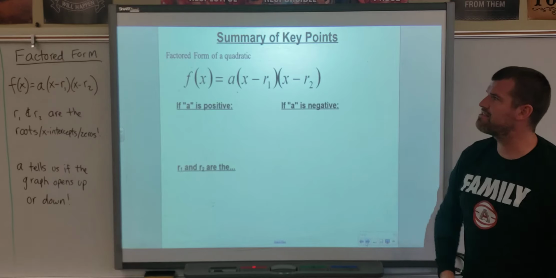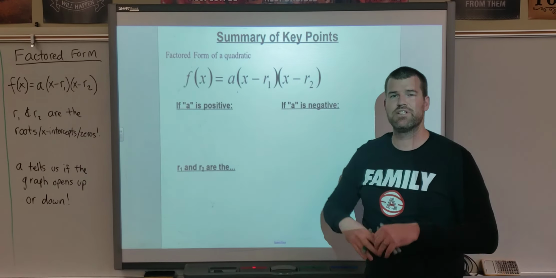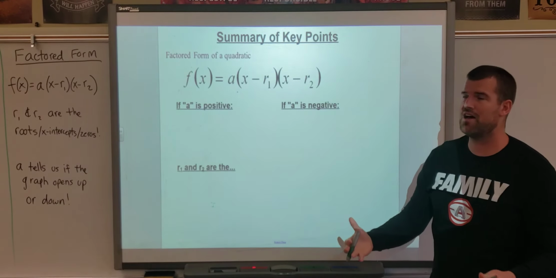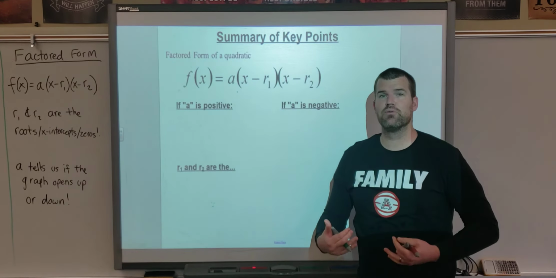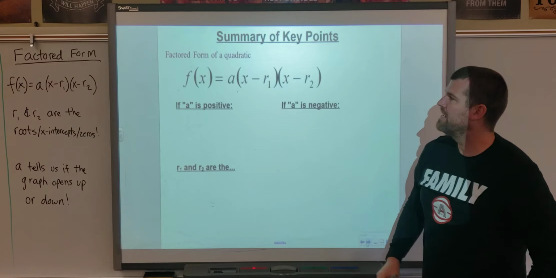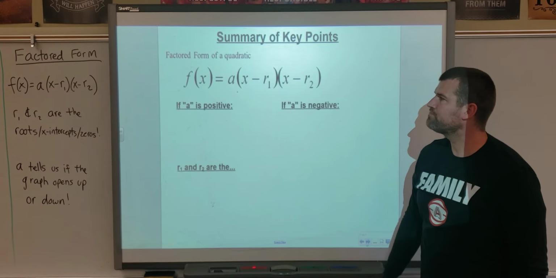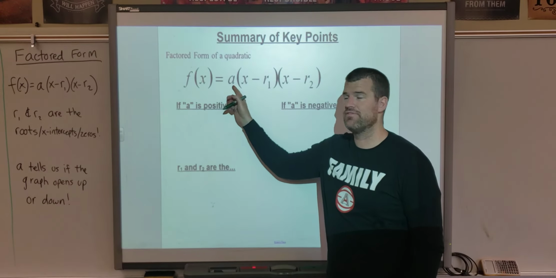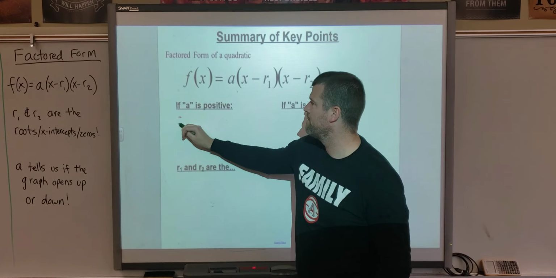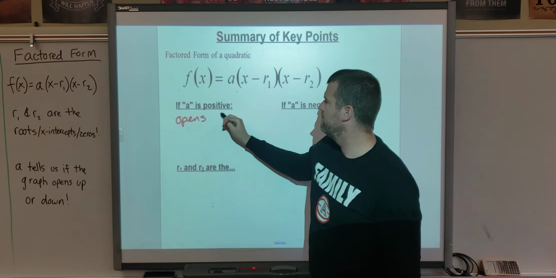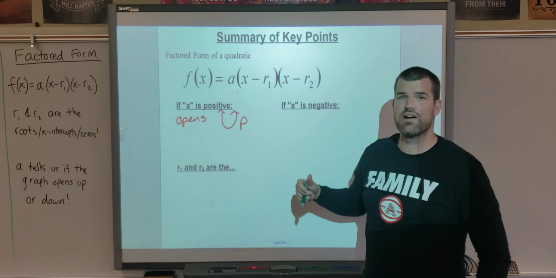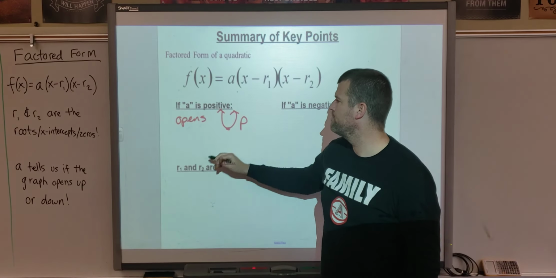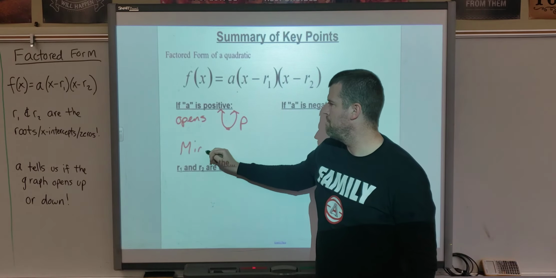Summary of the key points. So, factored form of a quadratic. We talked a lot about parabolas. We talked a lot about quadratics. At the end of the day, what we really want to make sure that you know is if it's in factored form, what do we know if the a is positive? Well, if a is positive, it opens up. And if a graph opens up, where is our vertex? It's at the bottom, which means we have a minimum.